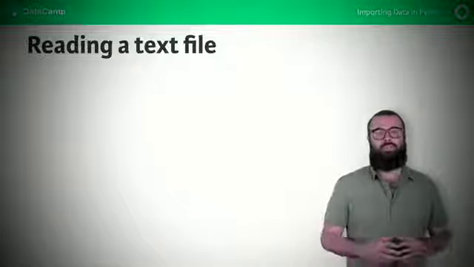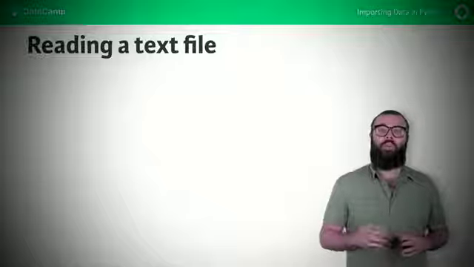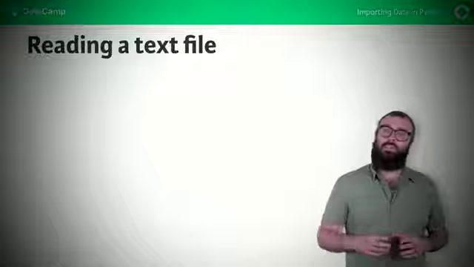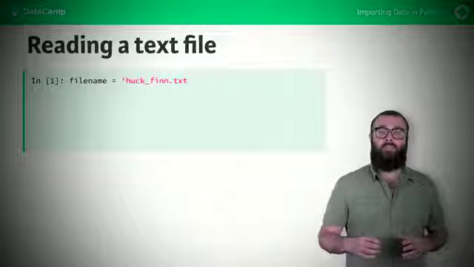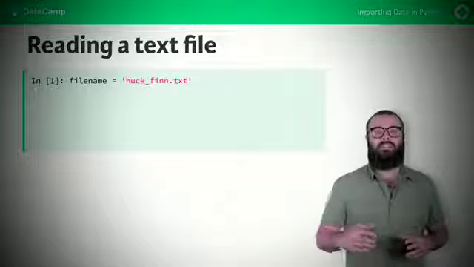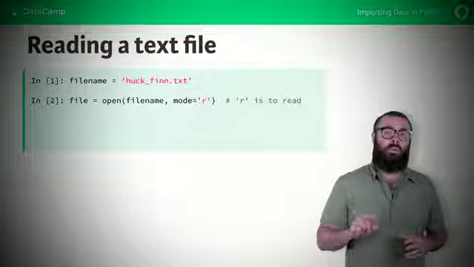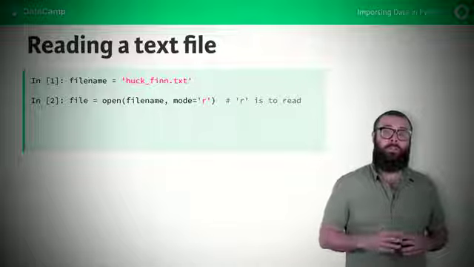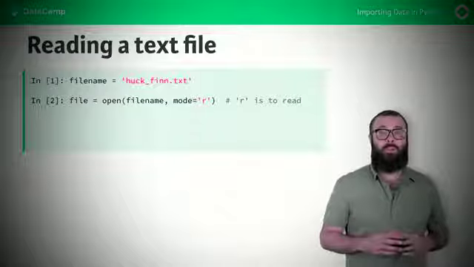So let's do it. To check out any plain text file, you can use Python's basic open function to open a connection to the file. To do so, you assign the file name to a variable as a string. Pass the file name to the function open, and also pass it the argument mode equals r, which makes sure that we can only read it. We wouldn't want to accidentally write to it, would we?